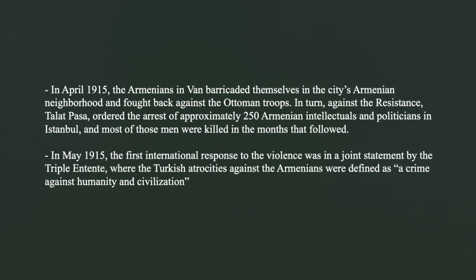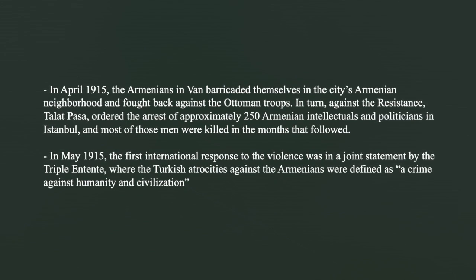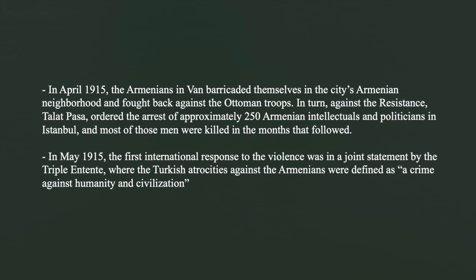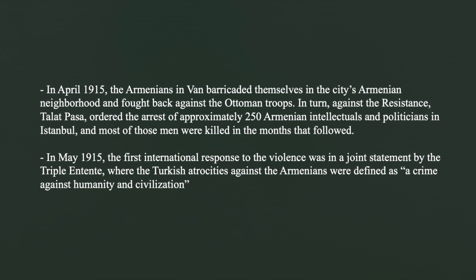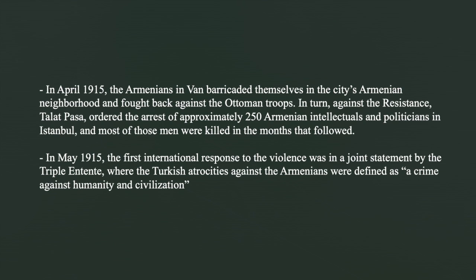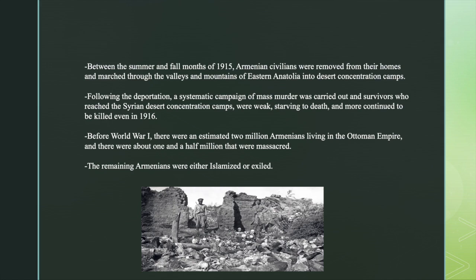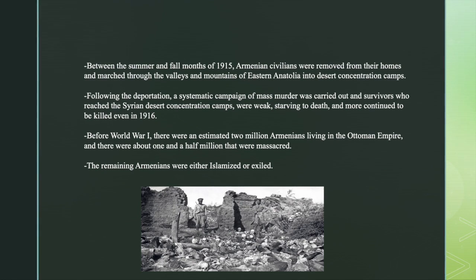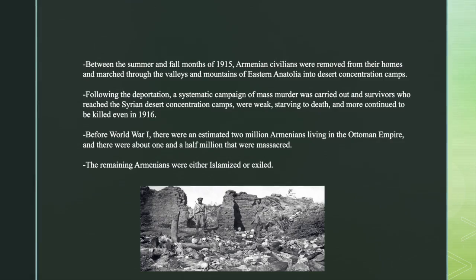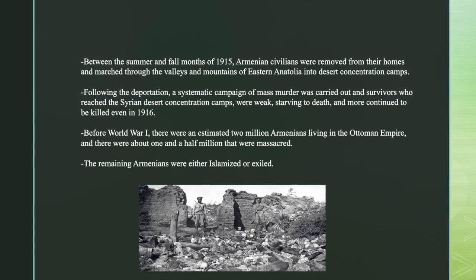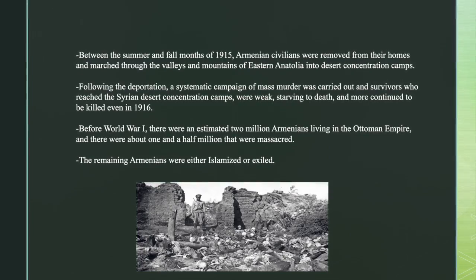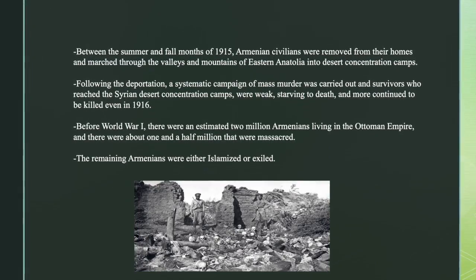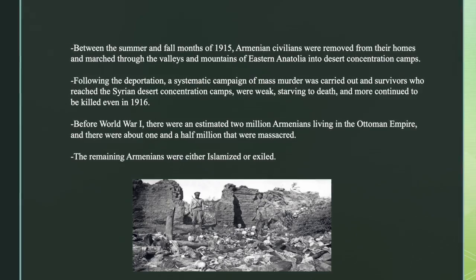In May 1915, the first international response to the violence was in a joint statement by the Triple Entente, where the Turkish atrocities against the Armenians were defined as crime against humanity and civilization. Between the summer and fall months of 1915, Armenian civilians were basically removed from their houses and marched through the valleys and mountains of eastern Anatolia into desert concentration camps.